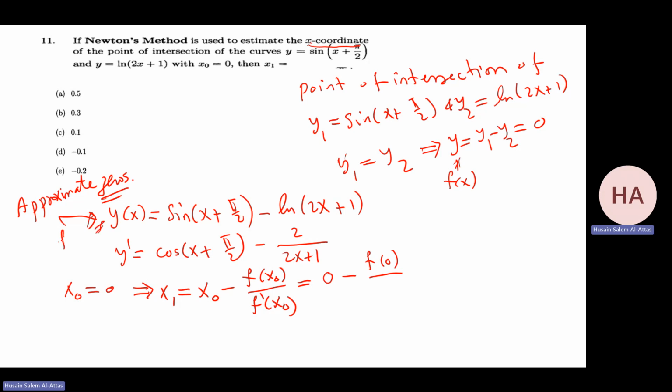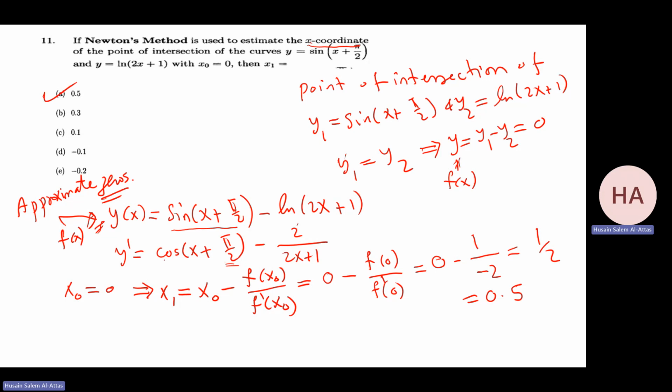So this is f of x, we call it. It's just names. At f prime at 0. Okay. F of 0 is what? I have sine pi over 2, which is 1, minus ln 1, which is 0. So it will be 1 over. F prime at 0, cosine pi over 2. Cosine pi over 2 is what? 0 minus 2 over 1. So it will be minus 2. So the answer is half. Half, which is 0.5. So this is the answer.